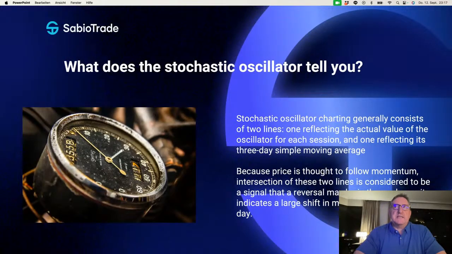So the stochastic oscillator charting generally consists of two lines. One reflecting the actual value of the oscillator of each session, and one reflecting its 3-day simple moving average. Because price is thought to follow momentum, intersection of these two lines is considered to be a signal that a reversal may be in the works, as it indicates a large shift in momentum from day to day.